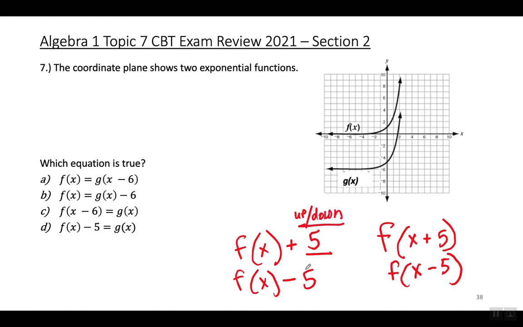This number, if it's in the back, not inside the parentheses, it moves the function up and down. And if it's inside the parentheses, it moves it left and right. But like I said before, if you add, that actually moves it to the left. It's the opposite of what you would normally think. If you add 5, it moves it 5 units to the left. If you subtract 5, it moves it 5 units to the right.